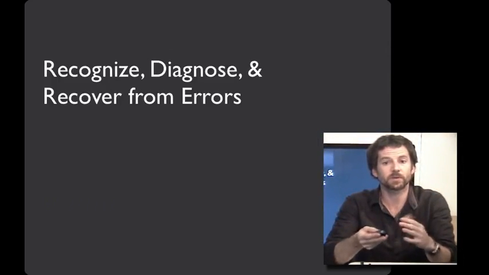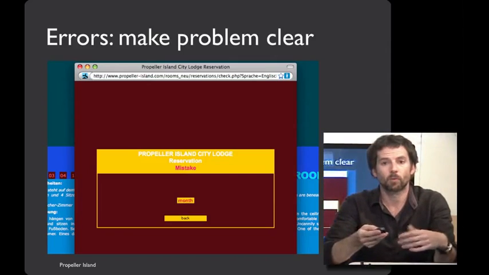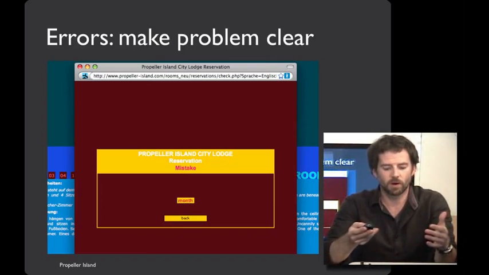Next, let's talk about helping users recognize, diagnose, and recover from errors. One of the first steps of doing this is making the problem clear. Here's a hotel reservation site where all it says is "mistake, month, back." It's hard to know what to do.